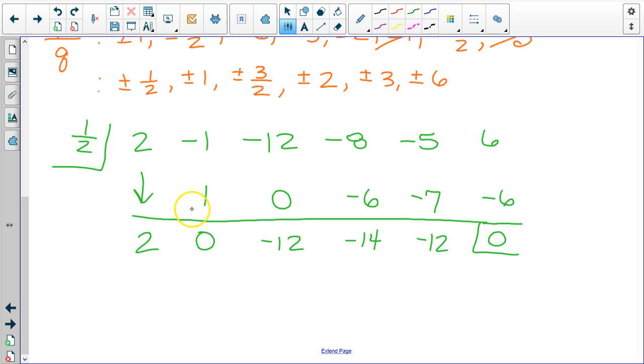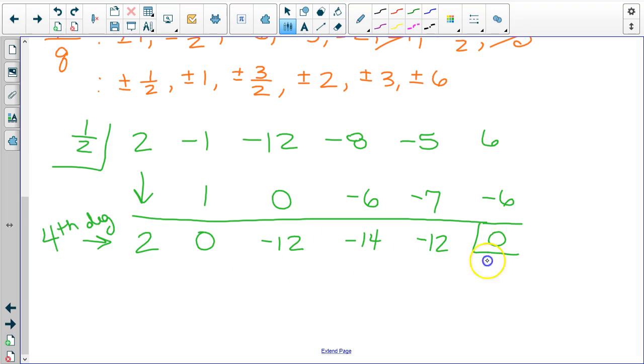Okay? It could be irrational, which kind of sucks if it is, because then what are we going to do? You know what I mean? Okay, so right here is a depressed polynomial. It started as a 5th degree, so now it's a 4th degree.